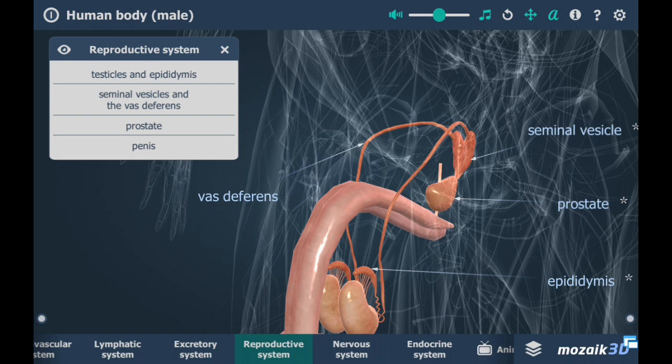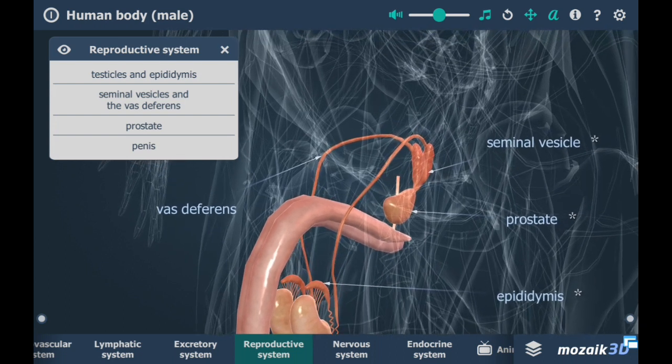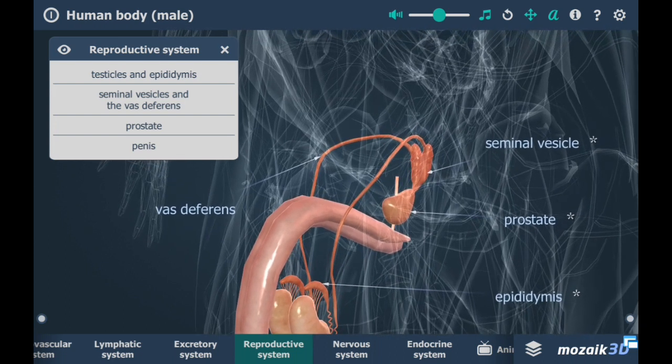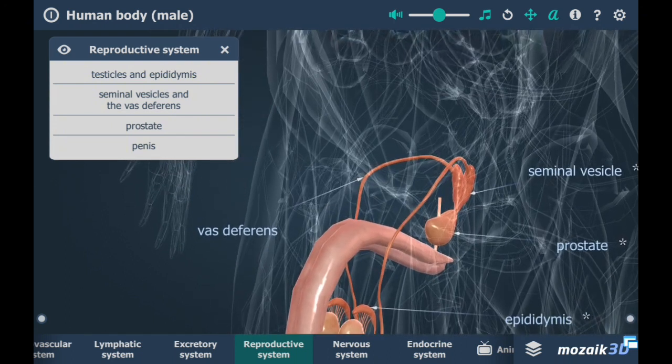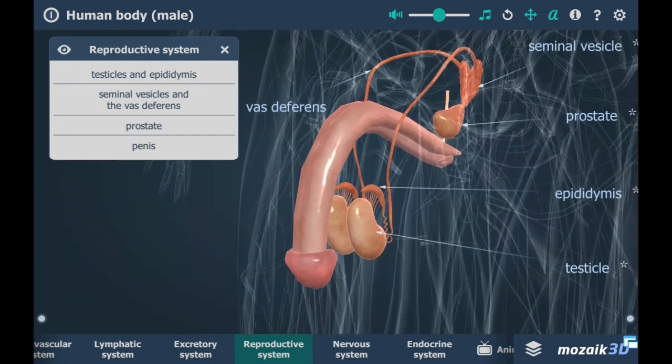The prostate. Sorry about that. So the prostate produces fructose, testosterone, and other hormones. And then the penis is a massive organ. That's a part of the excretory system, but it wasn't included. Sorry. And then it comes out in ejaculation.